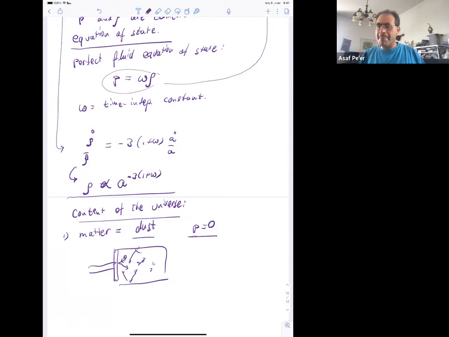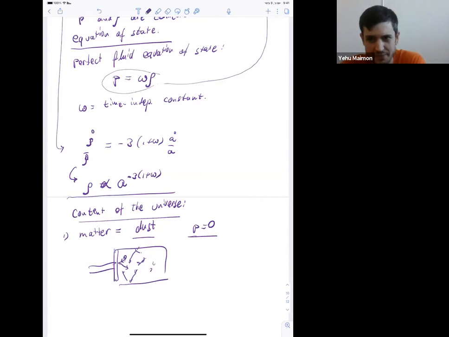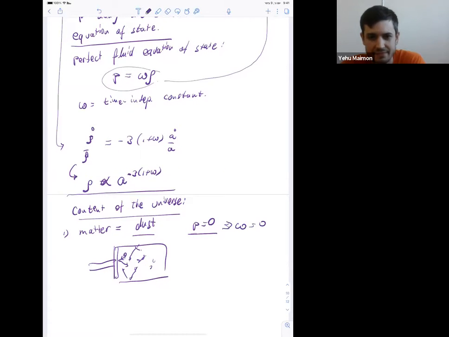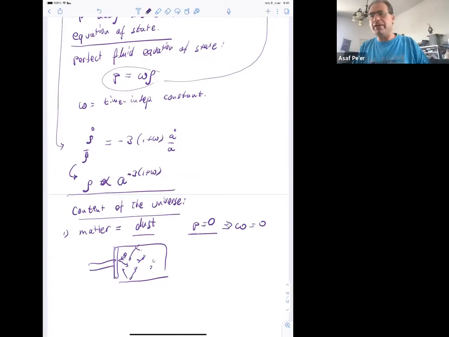So what is omega? Zero, right? So the examples will be anything that is ordinary matter, anything that is not moving relativistically. Matter in stars, matter in galaxies, just some interstellar dust. This is just dust for me. It doesn't have any pressure, so we call it matter.